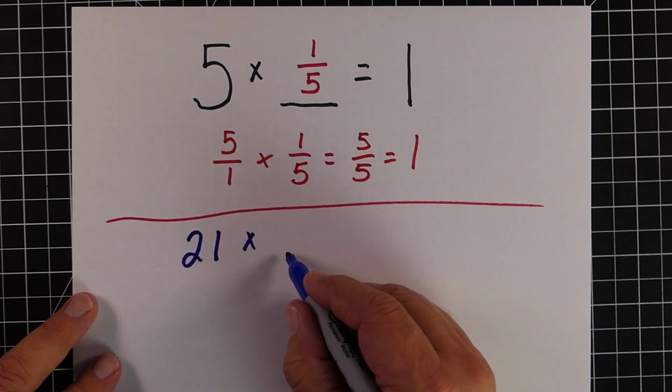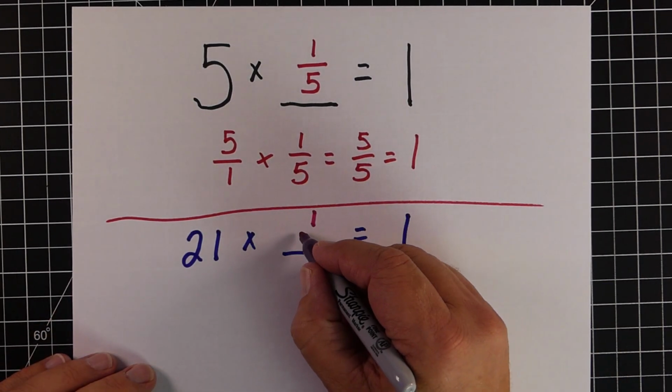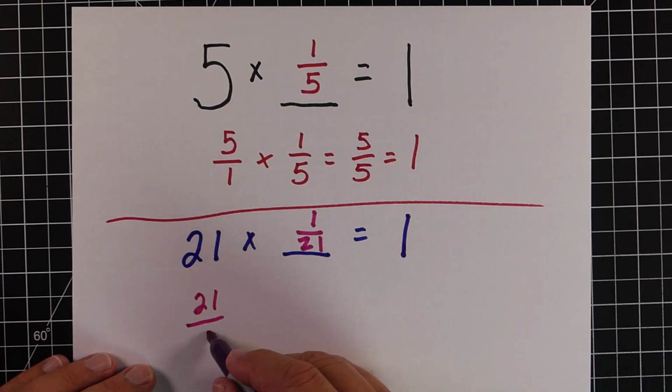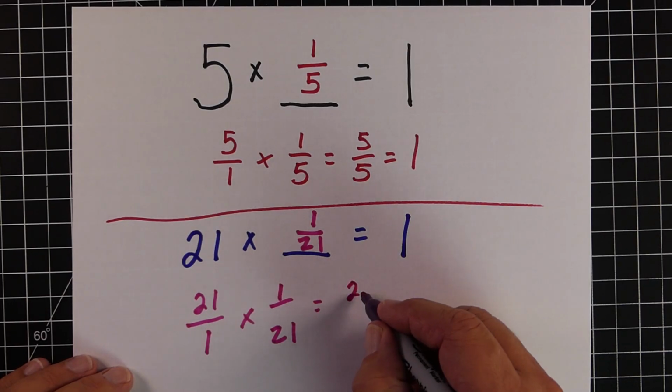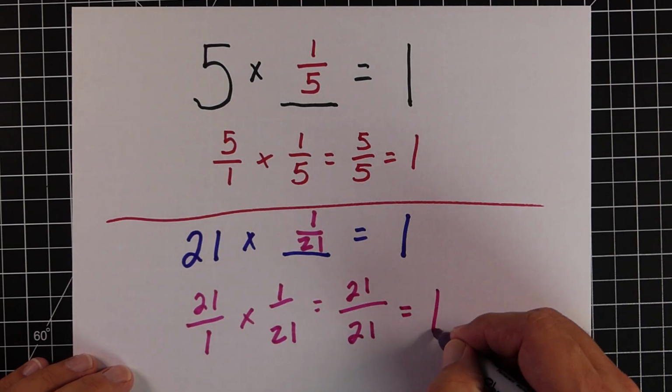So the same here, if I have the number 21, and I want to know what can I multiply it by to equal 1, the answer would be 1 over 21. And again, I could put it as 21 over 1 times 1 over 21. It would equal 21 over 21, which would simplify down to 1.